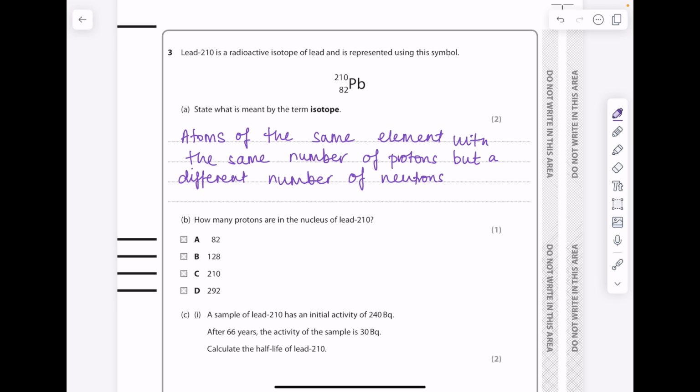So if we look at the element symbol for lead, remember the top number is the mass number, which is the total of the protons and neutrons, and the bottom number is the atomic number, which is the same as the proton number. So how many protons are in the nucleus? It's this bottom number here, don't get distracted, it's 82.